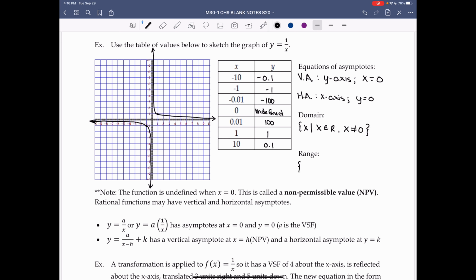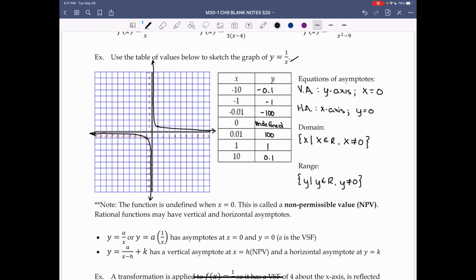Similarly, for the range, if we look at the graph, all the values below y equals 0 are part of this function y equals 1 over x, and all the values above y equals 0 are part of the function. The only value that's not part of the function is y equals 0. So y such that y cannot equal 0. So all the real numbers except for 0 are part of the range.